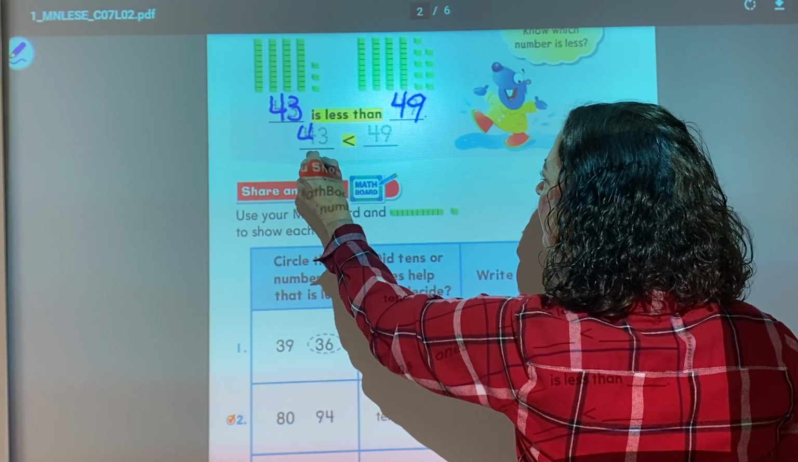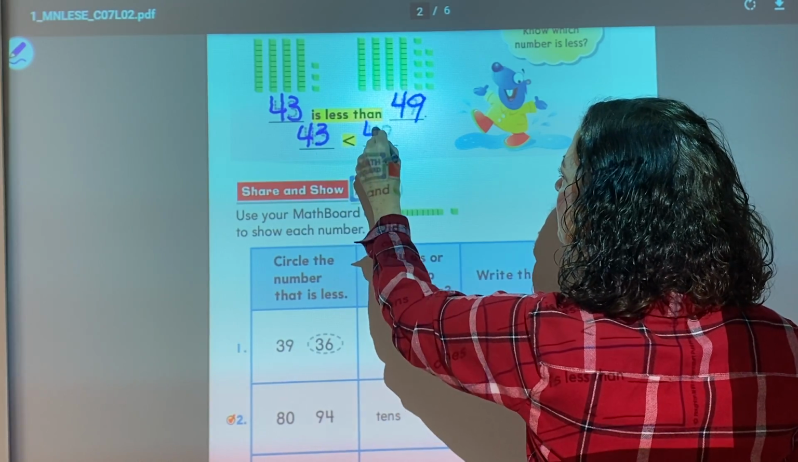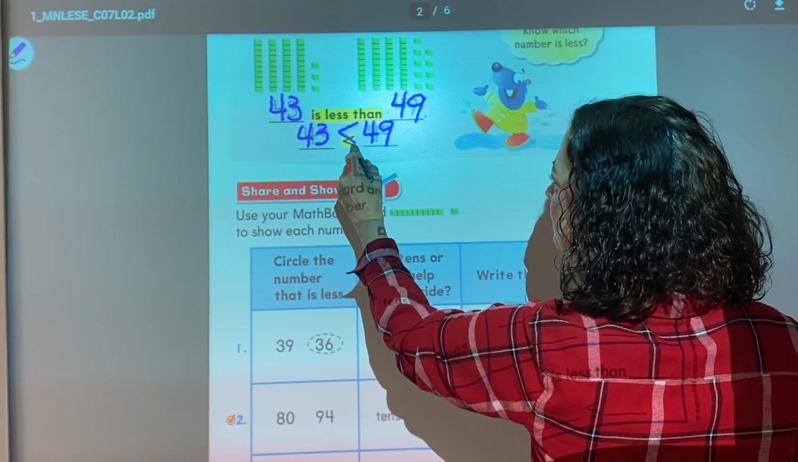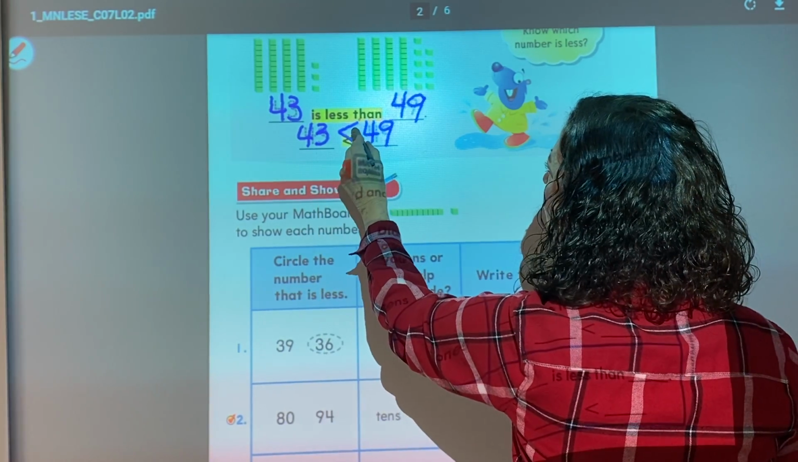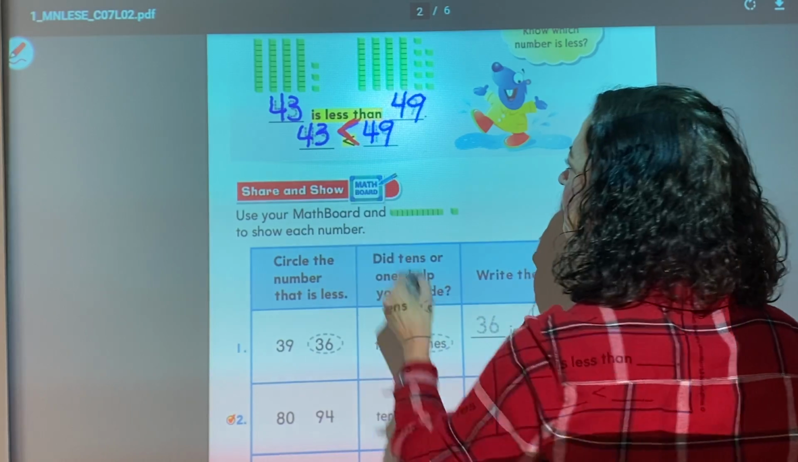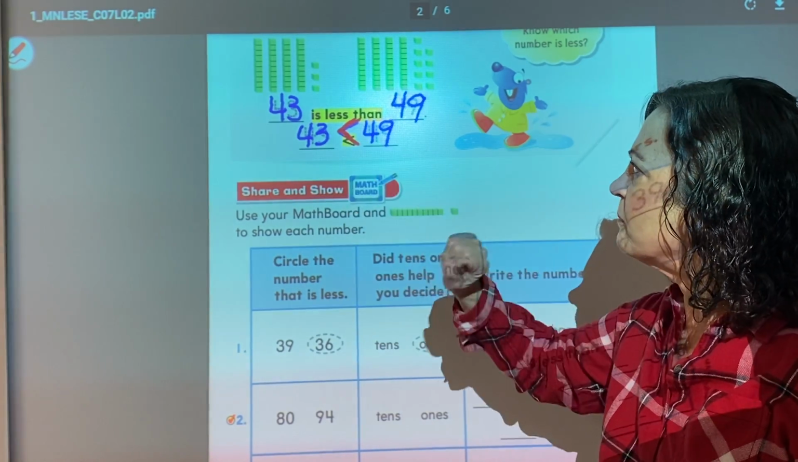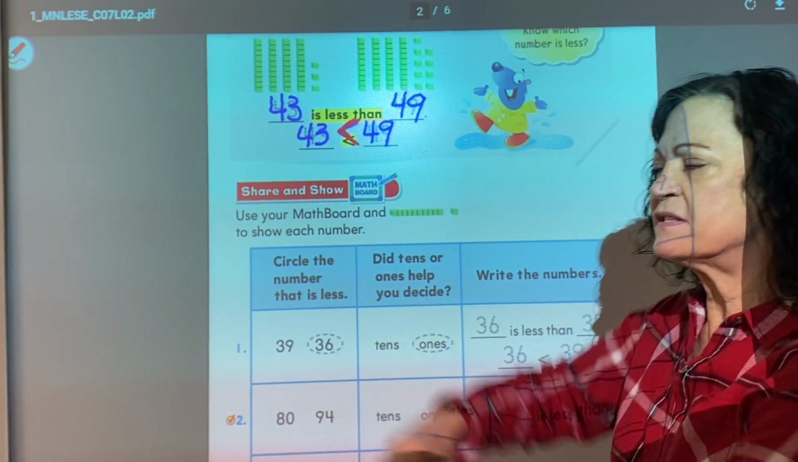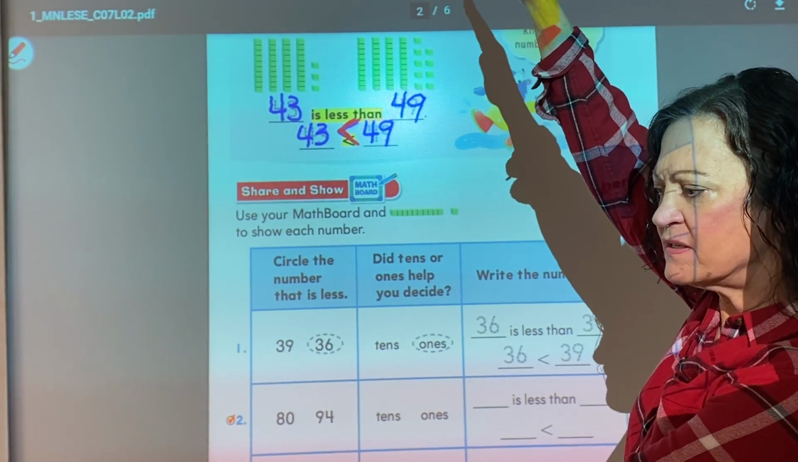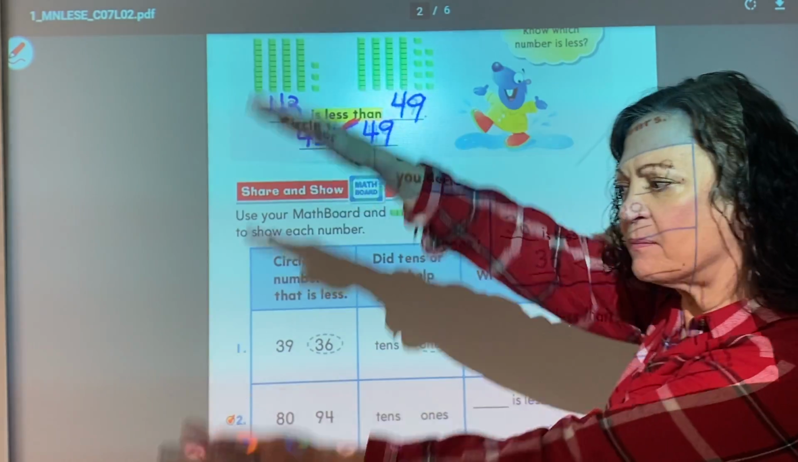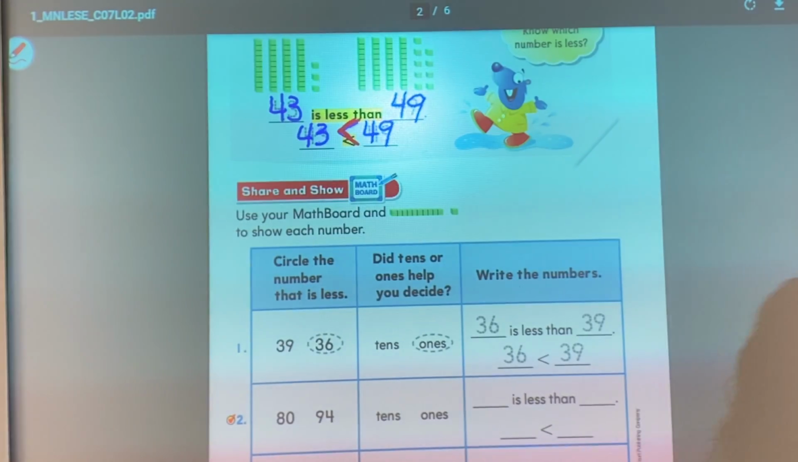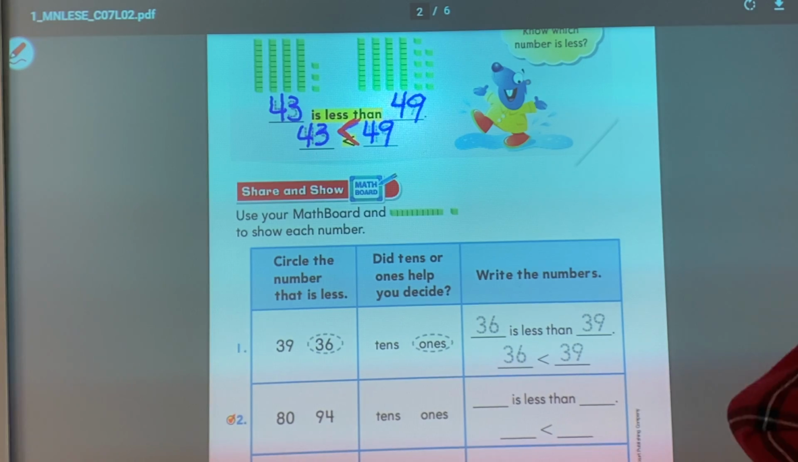So when I write that, I just turn my sign around and open that up to the bigger number. And then the point of that alligator mouth is always going to point to the smaller number. All you have to do is flip it. You can move it this way and it's going to eat the bigger number, or you can move it this way and it's going to eat the bigger number. Just make sure that alligator's mouth is always open to the big number.